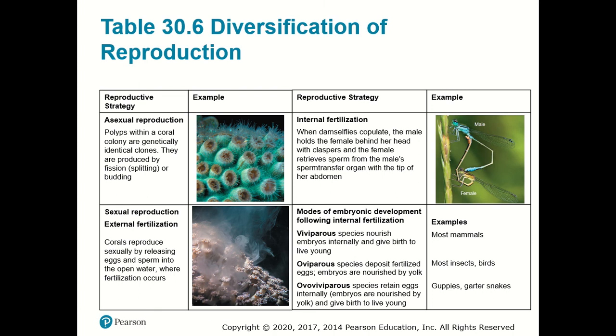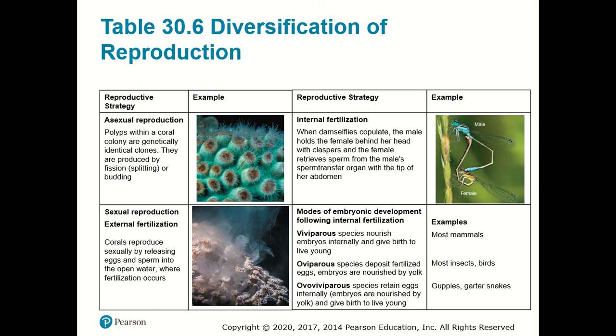Now, once fertilized, eggs undergo different modes of development or embryonic development. We have viviparous species. We have oviparous species and ovoviviparous species. So viviparous species give birth to live young, as you see in mammals.